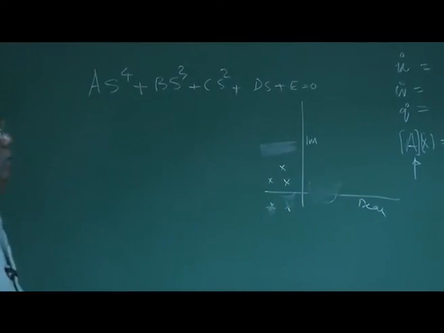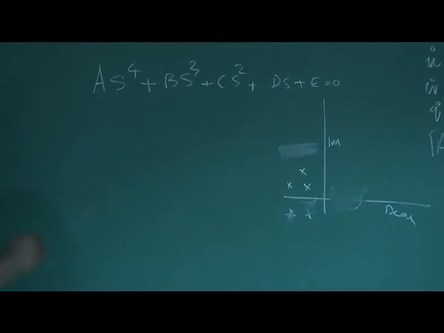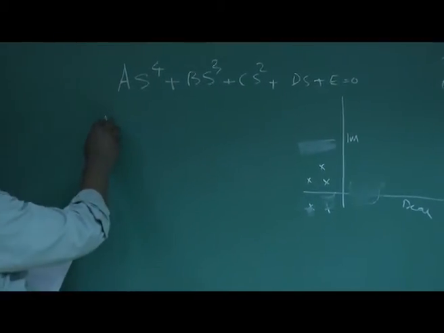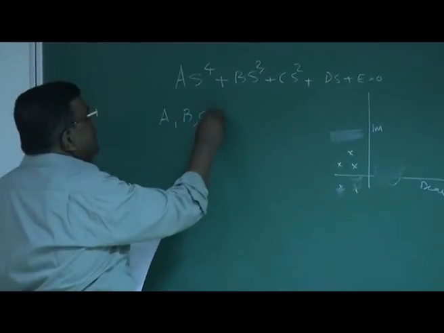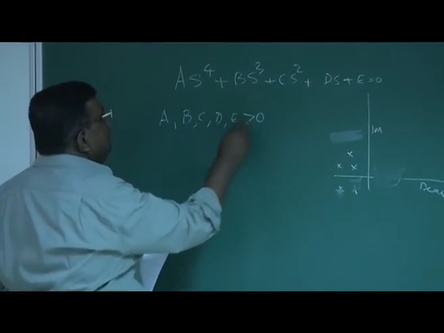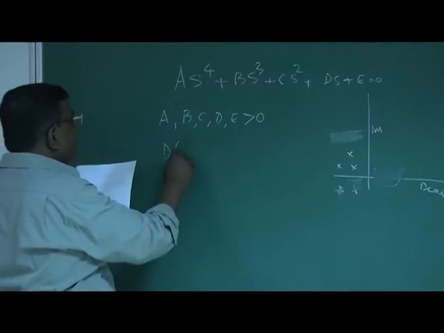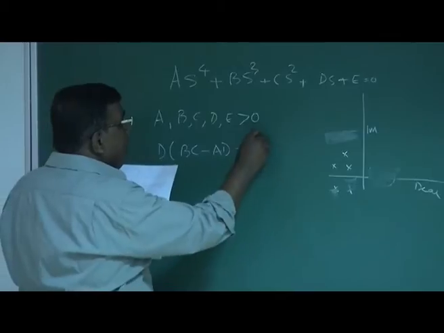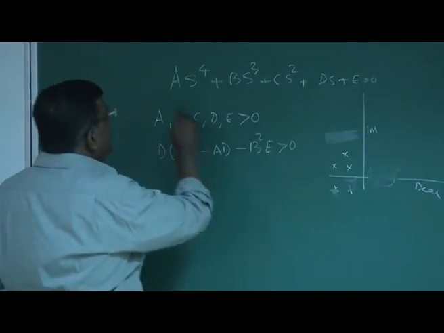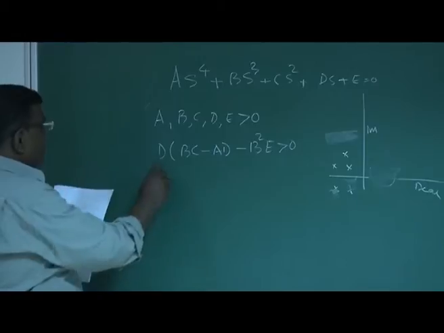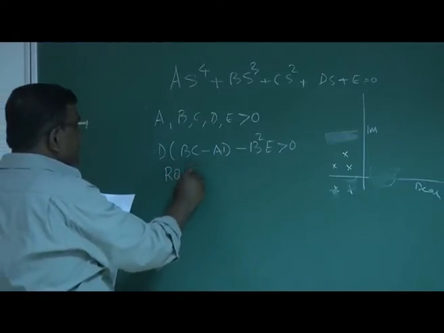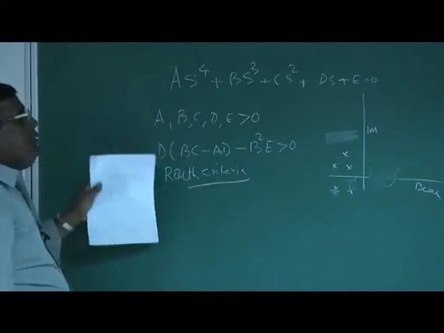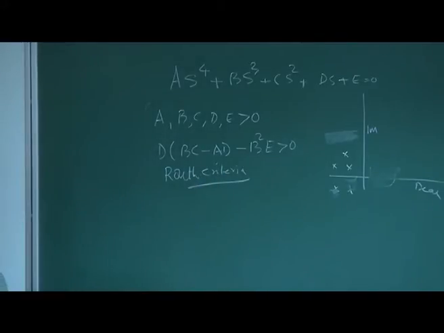And for that, as per the Routh criteria, the condition that all the roots will be on the left half plane is, first, A, B, C, D, E all greater than 0, and then D into (BC minus AD) minus B square E should be greater than 0. This is typically the Routh criteria, and those who are interested can read any book. We are using this condition to check the stability of the system.